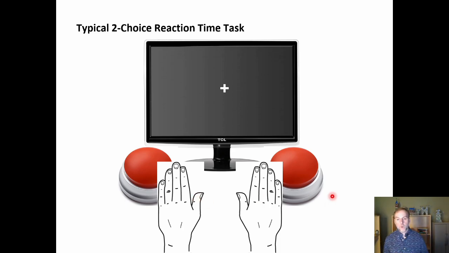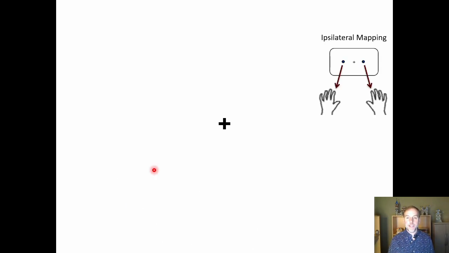So first, a prototypical compatibility experiment. This is two-choice reaction time, which we've seen before. It's a fairly easy task, but we're going to look at two versions of it. The first version we call the ipsilateral mapping, and this is the one we've already seen, where we tell the participant if you get a left stimulus, make a left response, and if you get a right stimulus, make a right response. Easy. Now slightly more complex.